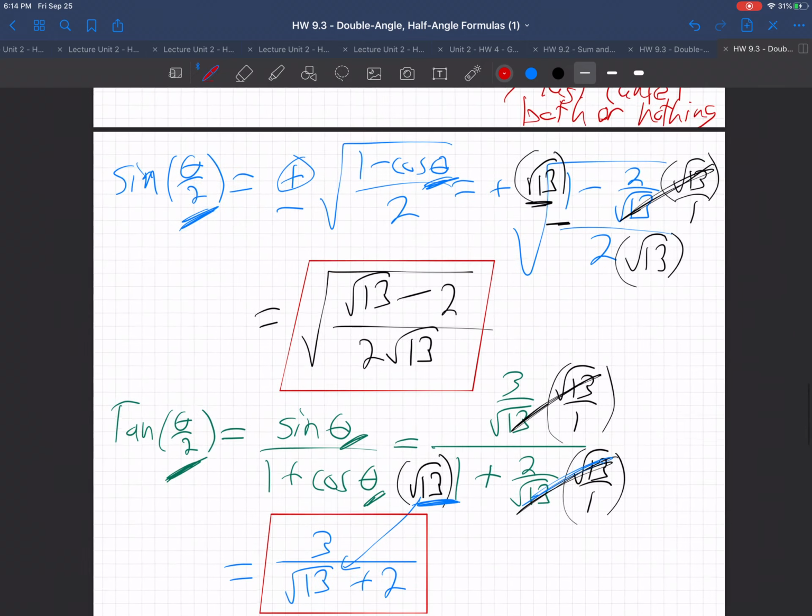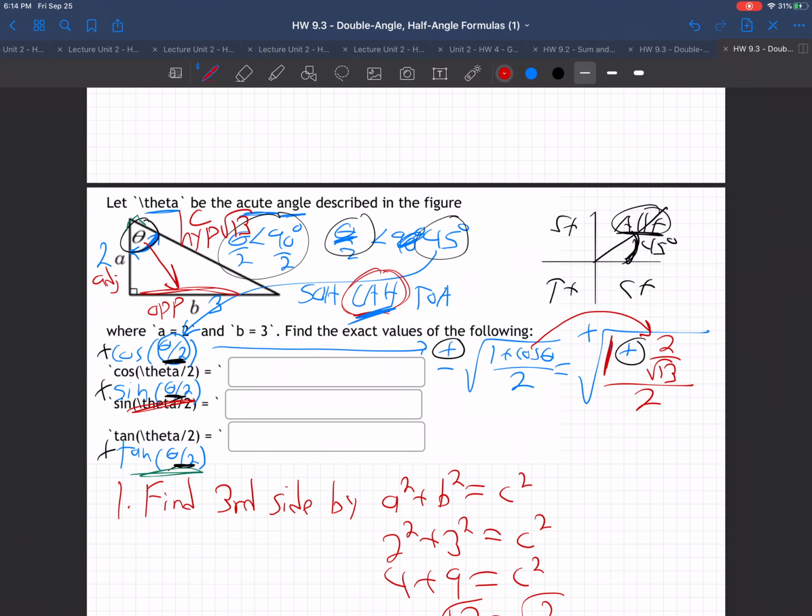So we found the sine, cosine, and tangent of the half angles using the formulas from the original triangle, which had the normal theta angle, led to the half angle values.